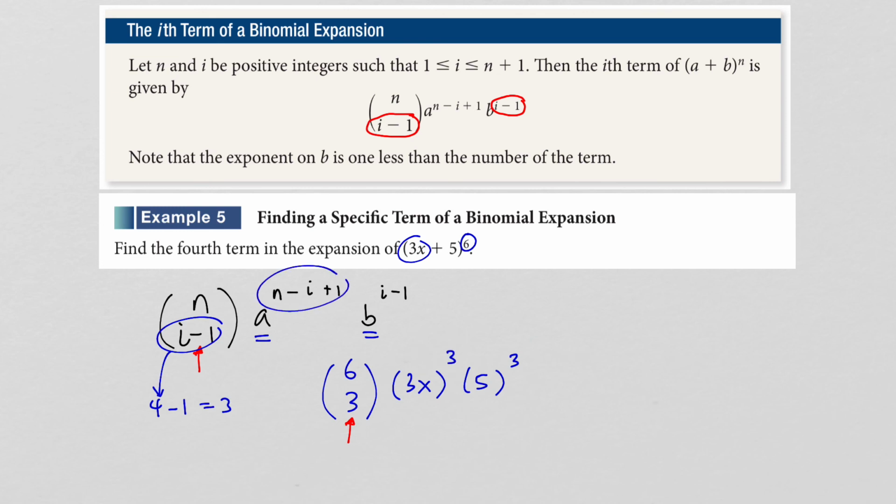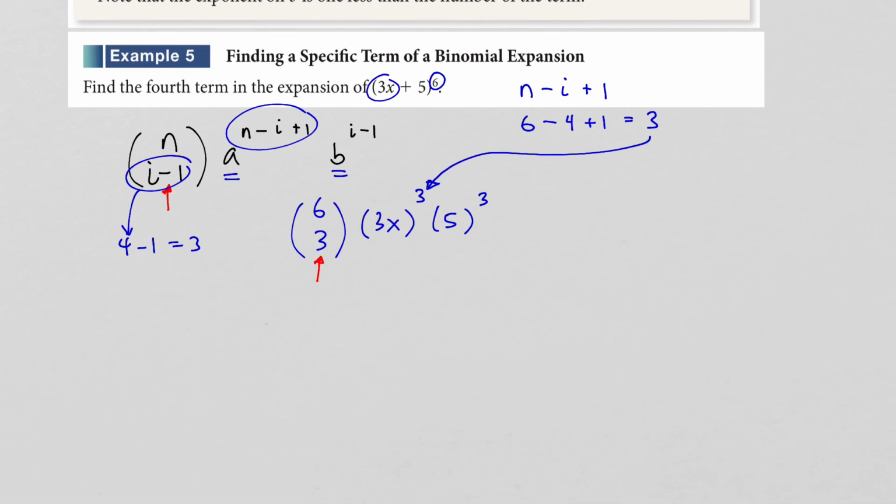Now you can do this. So you can say that since we're looking for the 4th term, we take 6, we subtract i equals 4 and then plus 1, and this is equal to 3, right? So that's the other way you can figure this out. But to me, it's much easier just to know that these always have to add up to be this number right here. So now we just need to figure these things out. So 6 choose 3 is 6 factorial over 6 minus 3 factorial times 3 factorial. And then we have times 3 to the third times x to the third times 5 to the third.